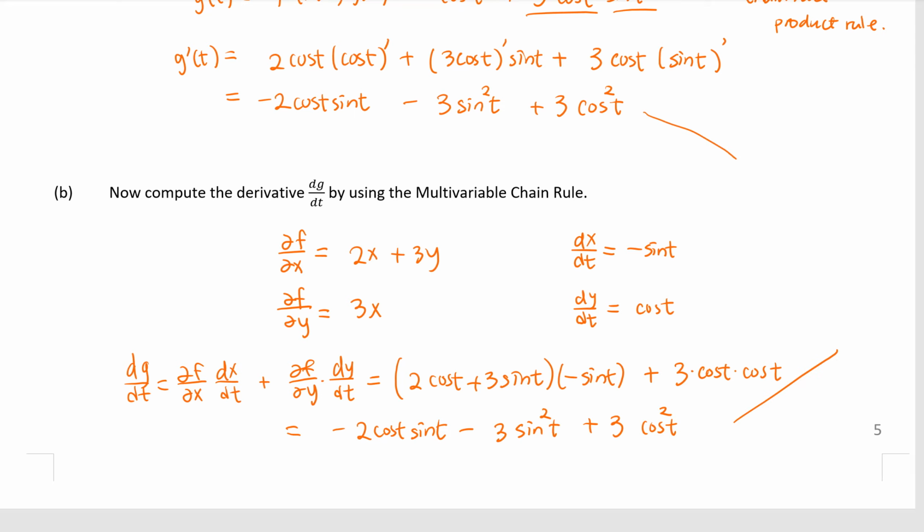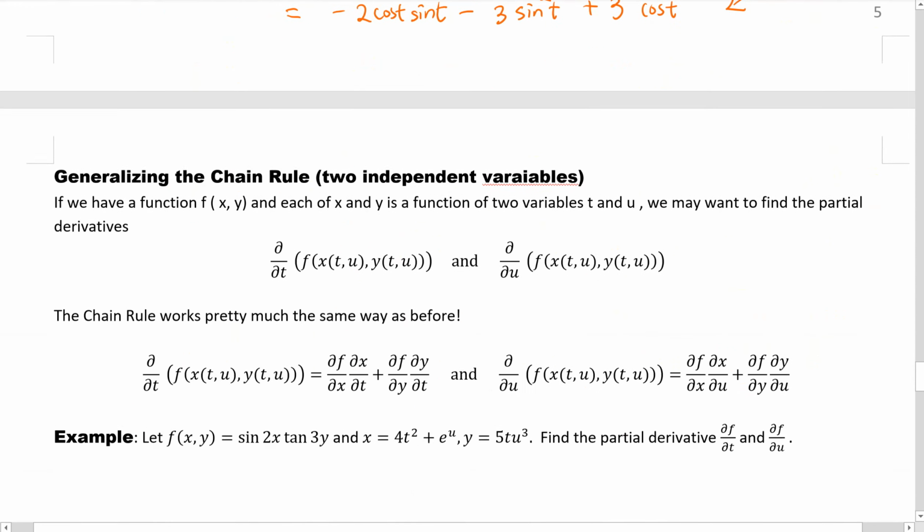Are they the same? Yes. So far, so good, everybody. Okay, let's continue.